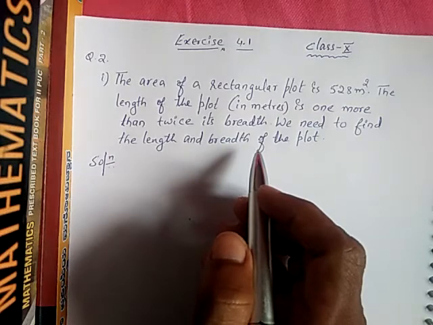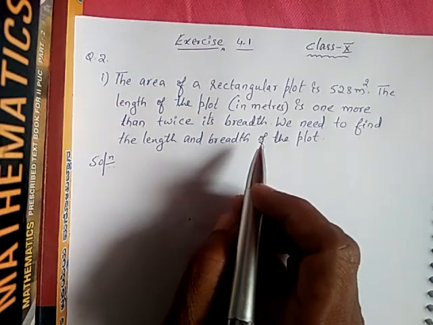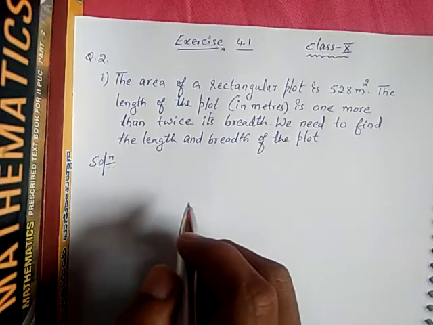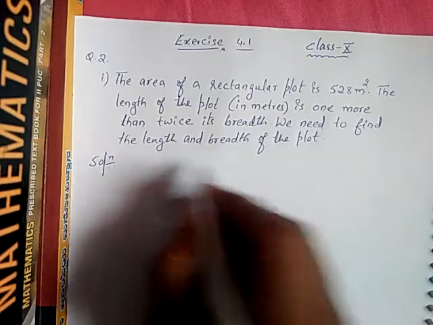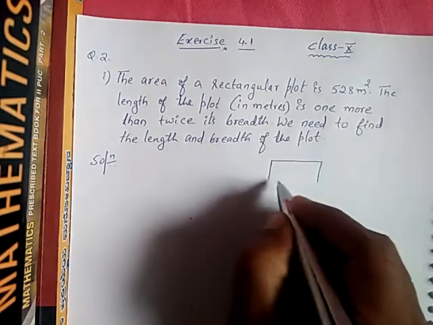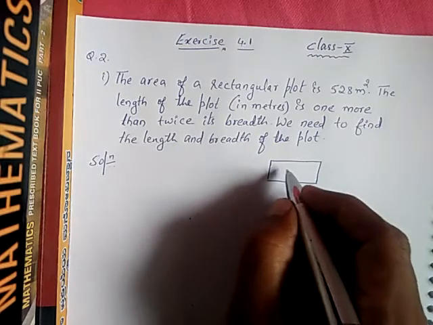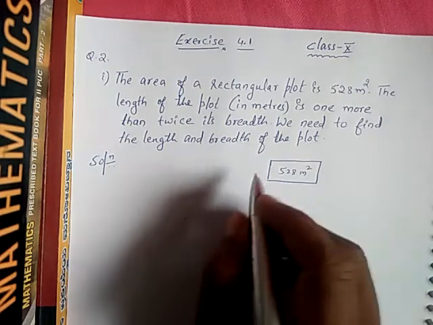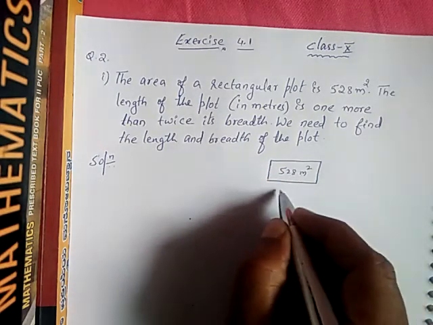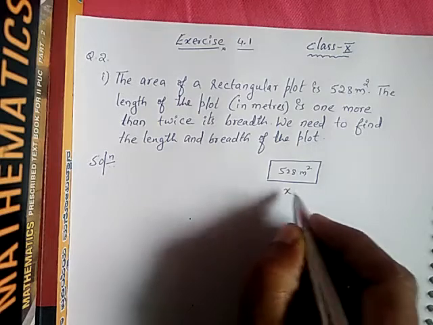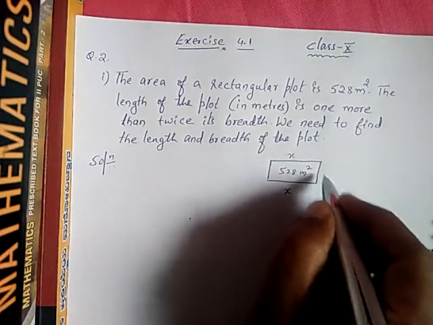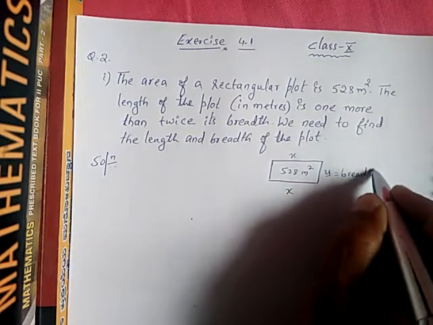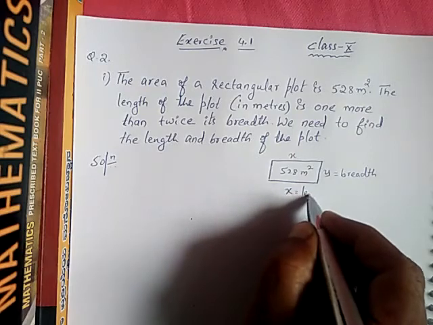In question number 2, represent the situation in the form of a quadratic equation. It is given, so we need to form the quadratic equation here. In the solution, see here, it is a rectangular plot like this. The area of this one is given as 528 meters square, correct? So if it is 528 meters square, this length I will consider as x. This is also x, and this is the breadth, y.